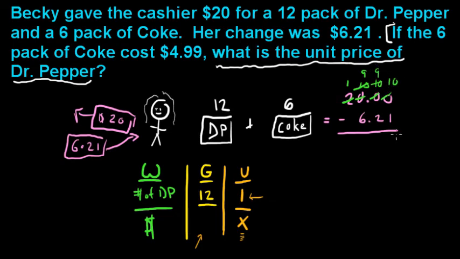Now I have 10 take away 1, I get 9. 9 take away 2 gives me 7. 9 take away 6 gives me 3, and I just bring down that 1. So this is how much money everything costs, the 12-pack of Dr. Pepper and the 6-pack of Coke.